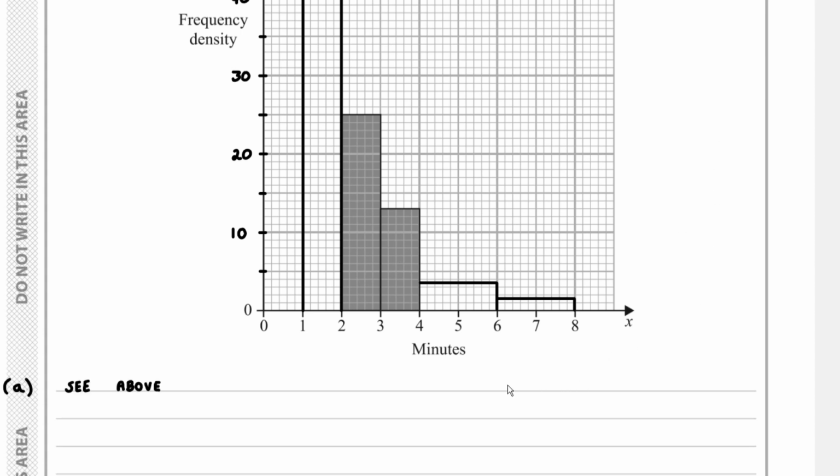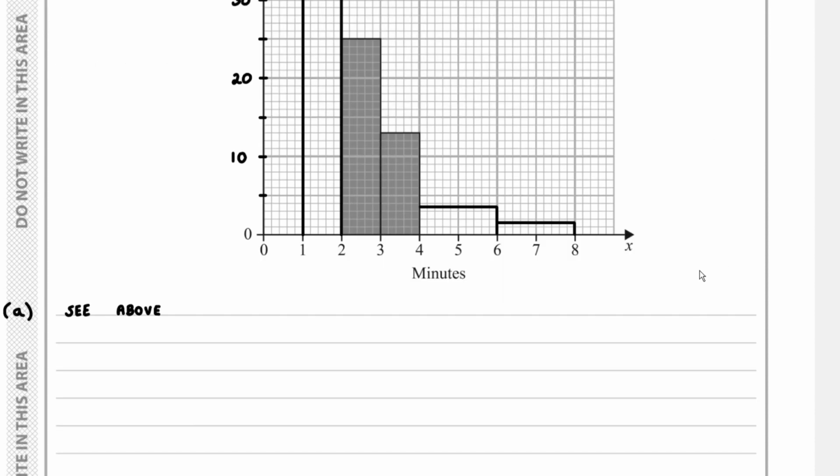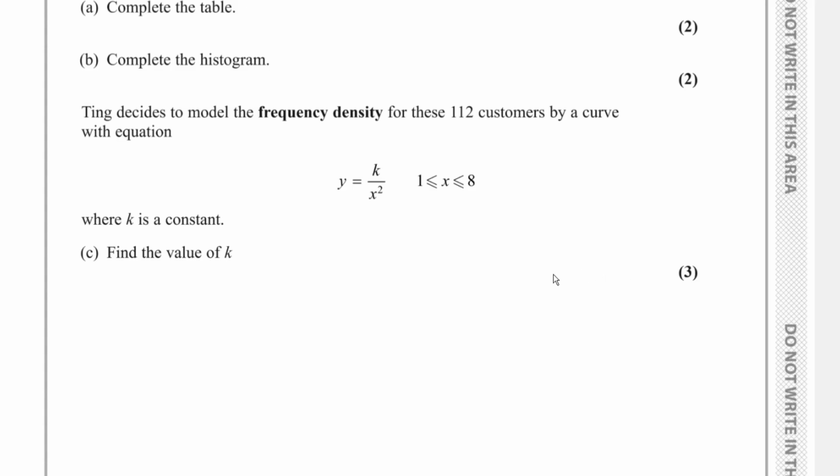So with part A, we have shown the completed table above. That's here. And for part B, we have our completed histogram shown here. Ting decides to model the frequency density for these 112 customers by a curve with equation y equals k over x squared, where x is in between 1 and 8 and k is a constant. Find the value of k for part C.